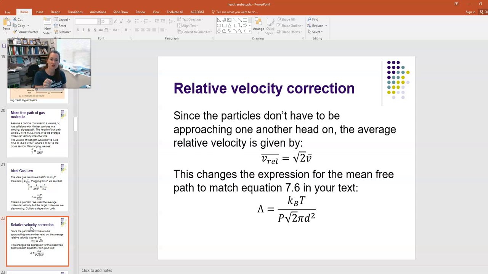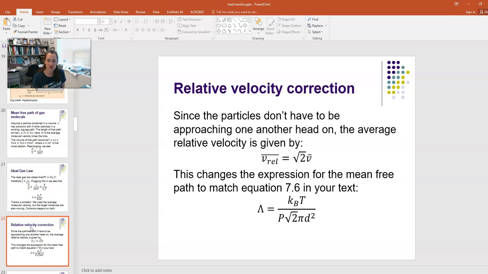Since the particles don't have to be approaching one another head on, right? If they were approaching one another head on, the relative velocity would be 2v, right? But since they don't have to do that, they can be moving at angles with respect to one another, the average relative velocity would be the square root of 2 times v, okay? And that changes the expression for the mean free path to match the equation in your textbook.